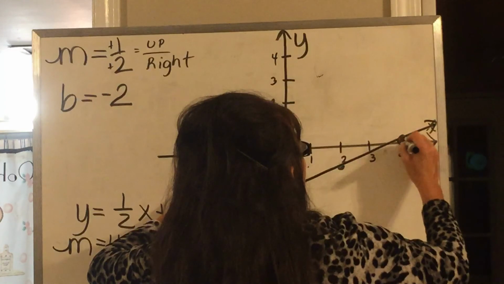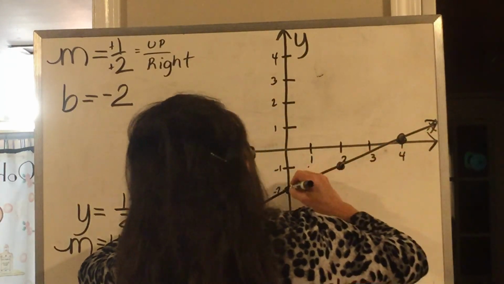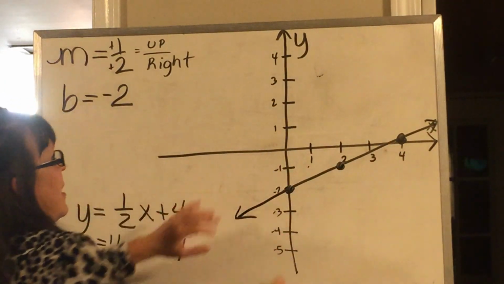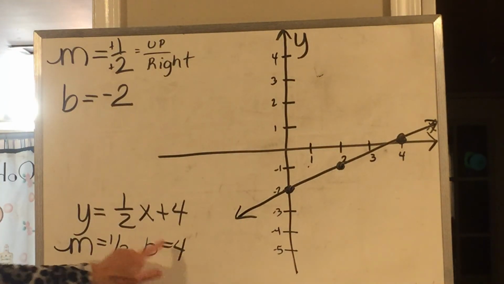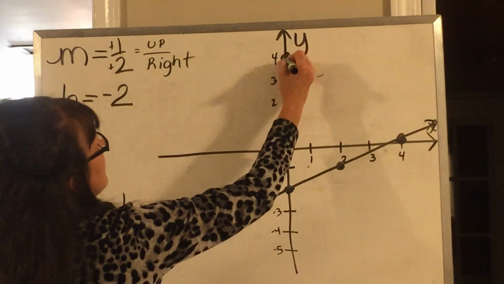Oh, good job. And if you miss your dots, you know what you do. You just kind of make them bigger. Okay, now for this one, the y-intercept is 4.